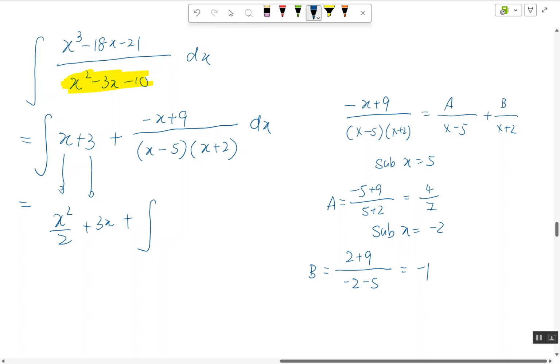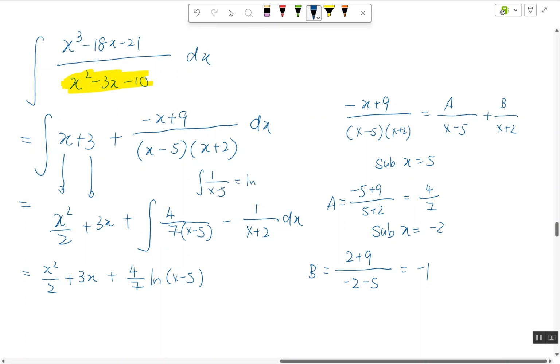So a, let me just check whether I'm correct or not. Yeah, correct. It is 4 over 7 times 1 over (x - 5), minus 1 over (x + 2). Then in this case, these are just easy integration. Plus 4 over 7 put on the outside. This will be ln|x - 5|, because the integral of 1 over (x - 5) is ln|x - 5|. Remember to put your modulus. This should be a modulus, minus ln|x + 2|, plus c. And that's it already.